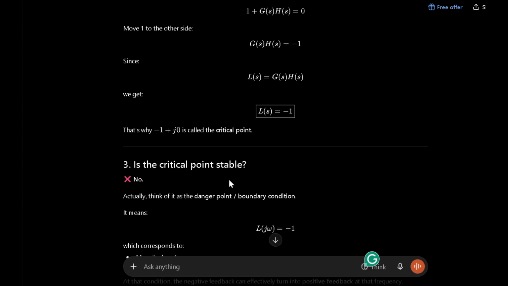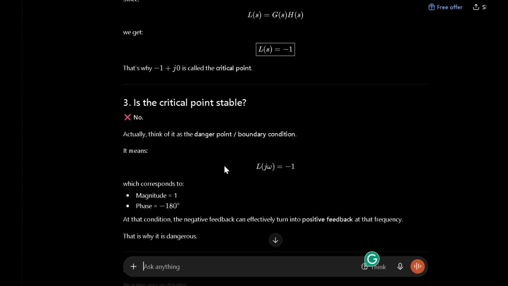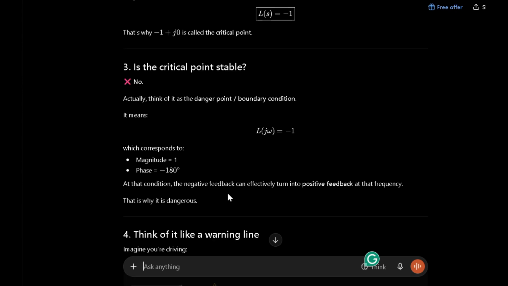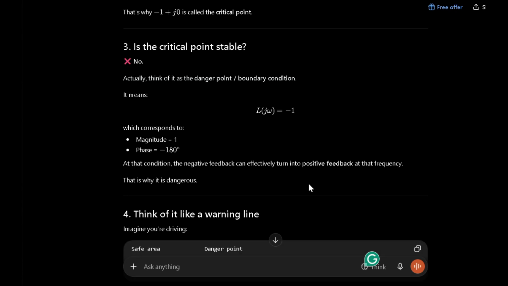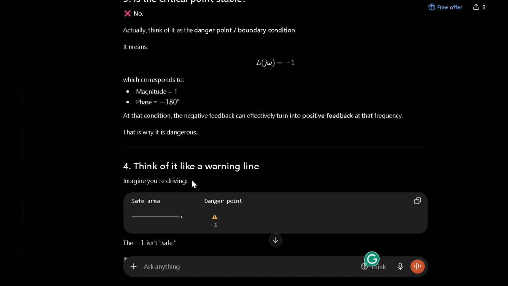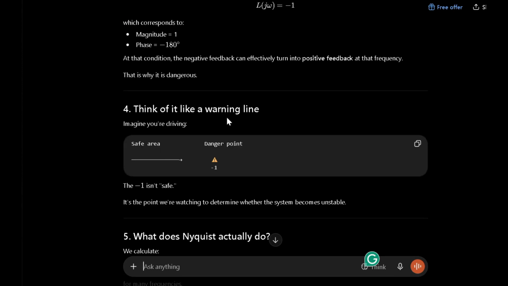Is the critical point stable? No. Actually, think of it as a danger point or boundary condition. It means L of j omega equals minus 1, which corresponds to magnitude 1 and phase minus 180 degrees. At that condition, the negative feedback can effectively turn into a positive feedback at that frequency. That's why it is dangerous. Think of it as a warning light. Imagine you are driving, with a safe area and a danger point. The minus one isn't safe. It's a point we are watching.